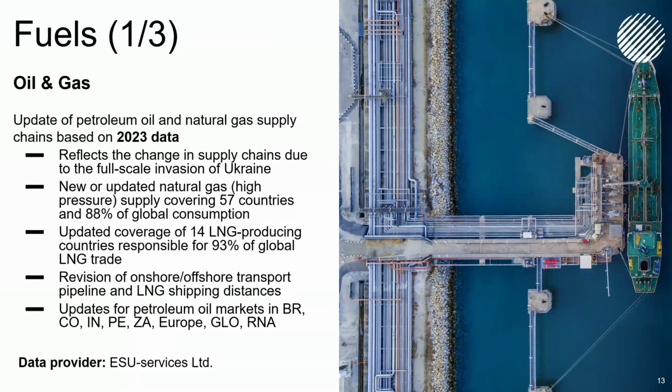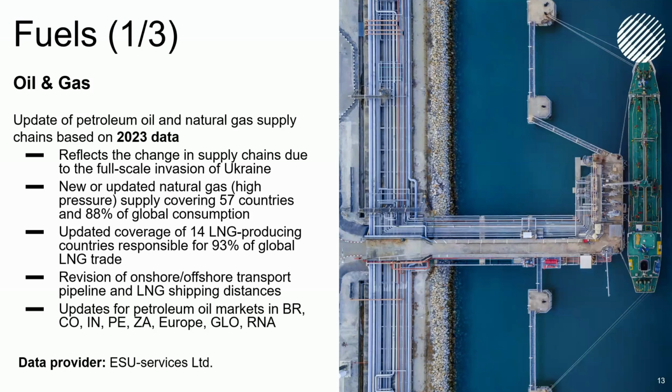The first one concerns the oil and gas supply chains. We updated the oil and gas supply chains to reflect the situation in 2023. So this is important because it means that the data in version 3.11 now reflects the changes due to the full-scale invasion of Ukraine. With this update, the high-pressure natural gas data in version 3.11 covers 57 countries and accounts for 88% of global consumption. Our coverage of liquefied natural gas, LNG, has also been updated, including 14 producing countries, which are responsible for 93% of global LNG trade.